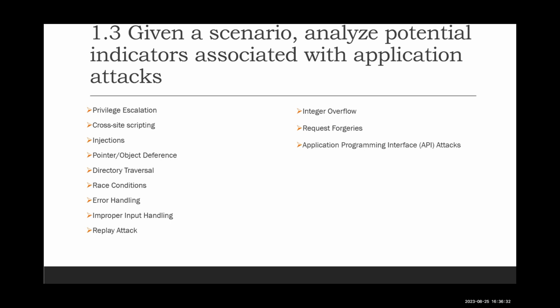Application programming interface, or API attacks, refer to attacks targeting web APIs. They can include actions like sending malicious payloads, distributed denial of service attacks, or manipulating the API calls to gain unauthorized access to a system. You're going to see a lot of this on the test, so make sure you pay attention.